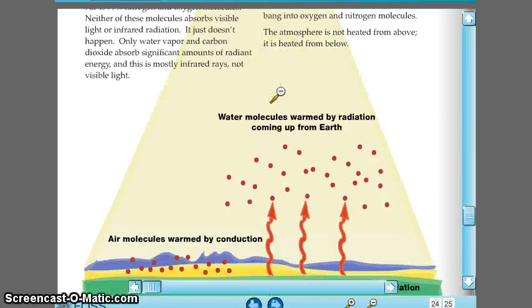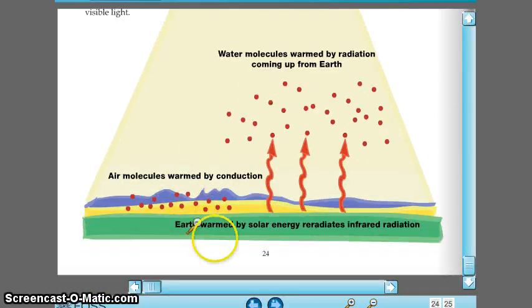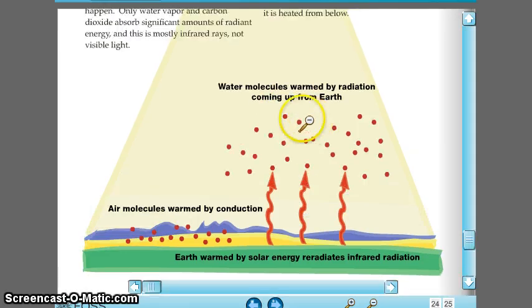The sun is shining down the energy to the surface of the Earth. The Earth is warmed by the solar energy, and it re-radiates that infrared radiation. Okay, the air molecules are warmed by conduction at the surface, bumping into the land and the water. The water molecules are warmed up by radiation coming up from the surface of the Earth. And again, those water molecules are going to bump into other molecules in the atmosphere, and through that contact, they're going to warm them up.